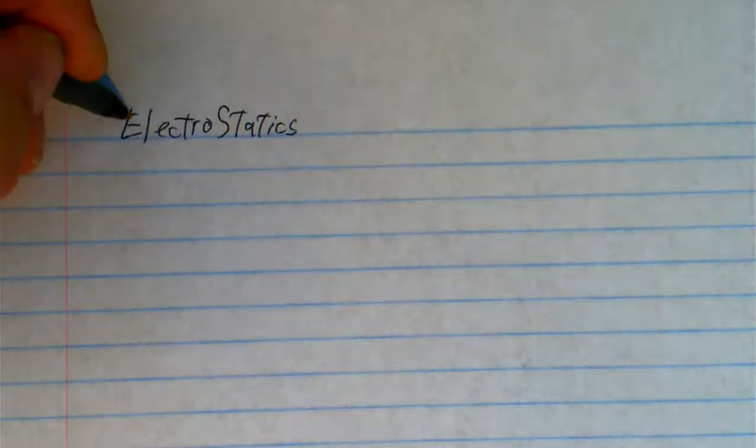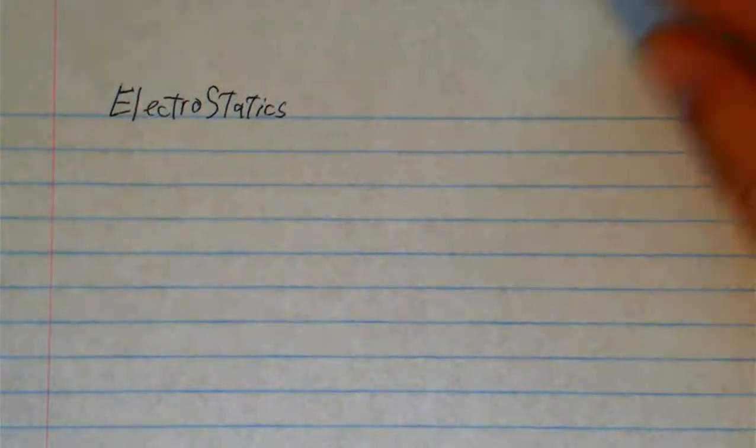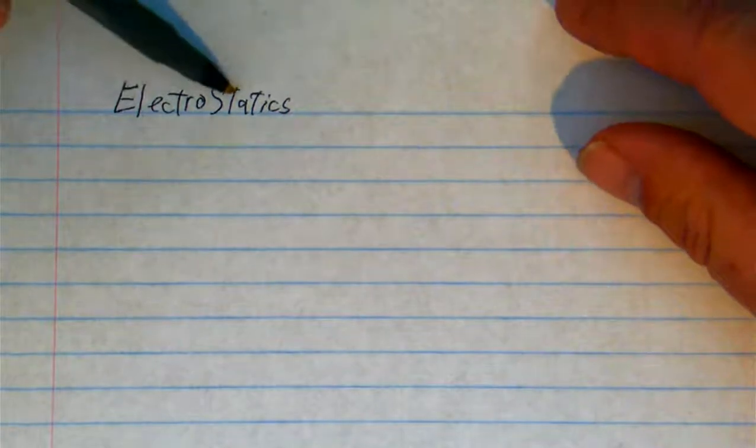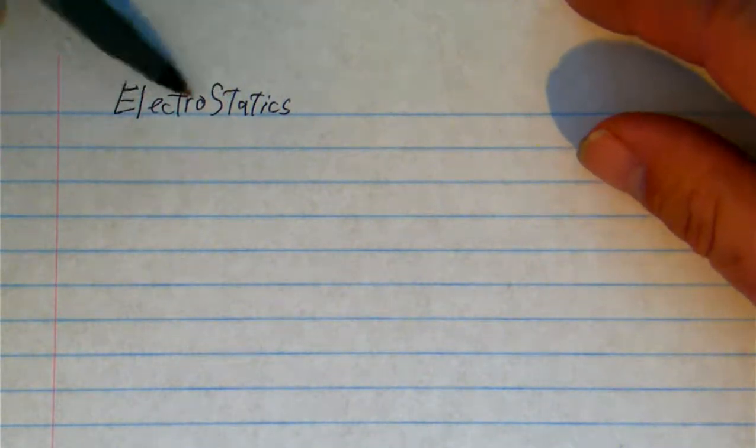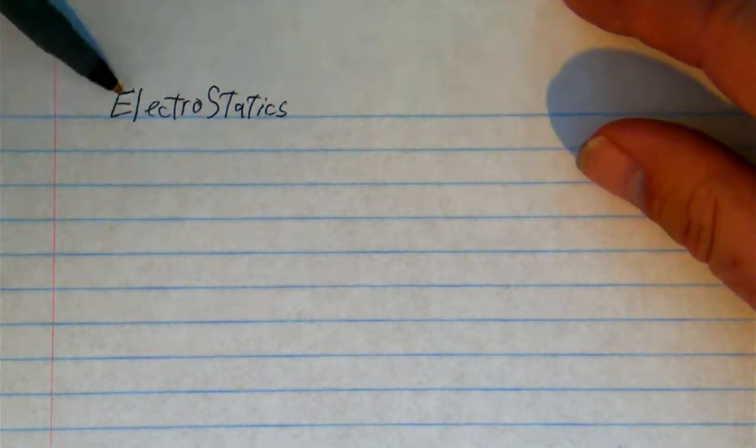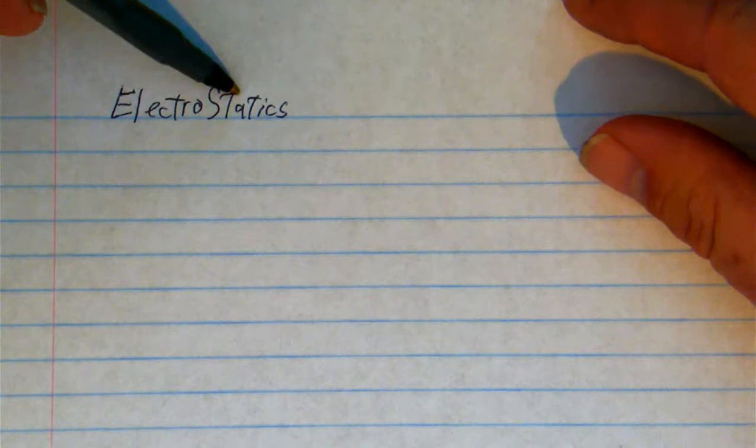All right, this is Monday, January 4th, 2021, Physics CP, beginning of electrostatics as a unit of study. To investigate electrostatics, what does it mean? So, statics means not moving, and electro is short for electricity. So, electricity that is not moving.